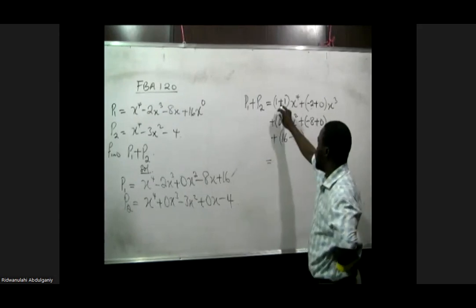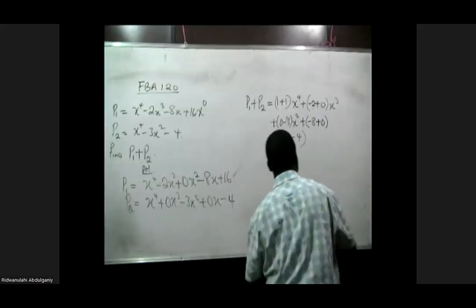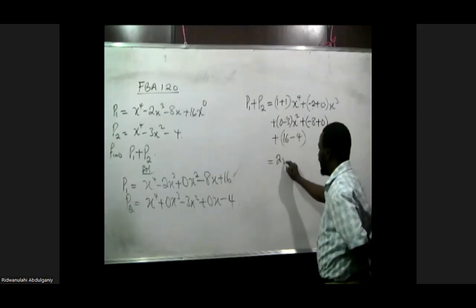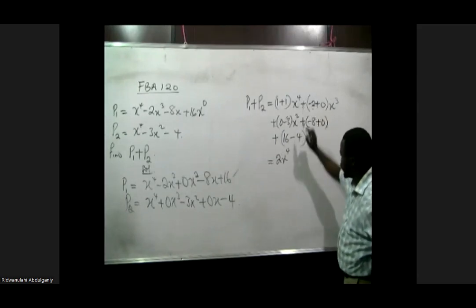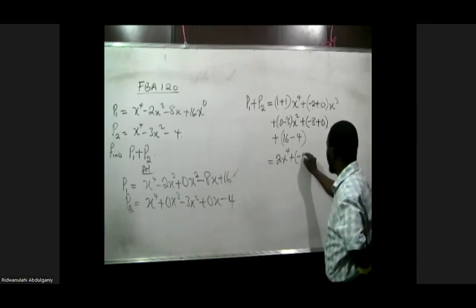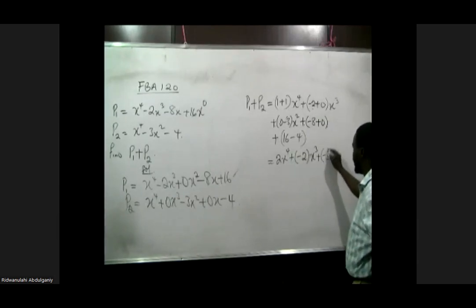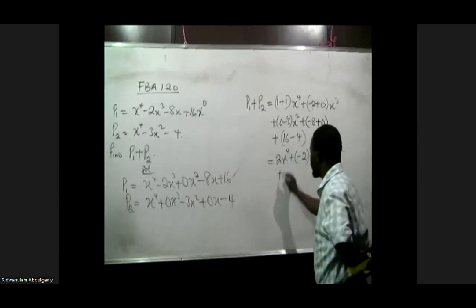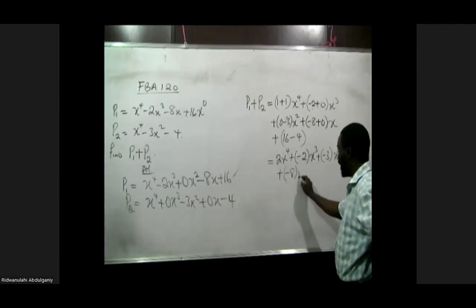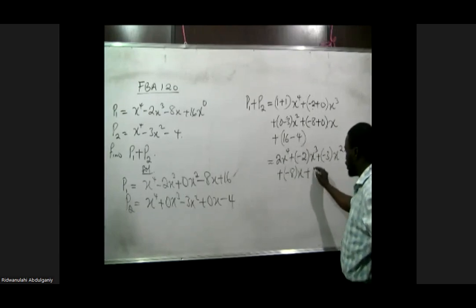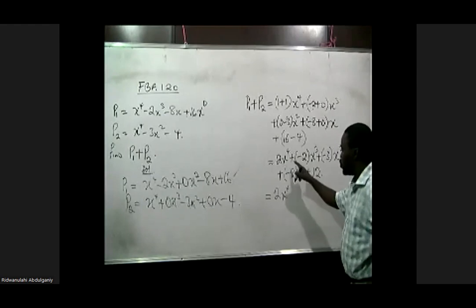I can now add 1 plus 1. 1 plus 1 gives 2, then x raised to the power 4. Minus 2 plus 0 gives minus 2. Let me first of all write it this way. Minus 2x cubed, plus 0 minus 3 will give us minus 3x squared, plus, I have omitted x here. Minus 8 plus 0 will give us minus 8x, and then 16 minus 4 will give us 12. Final result: 2x raised to the power 4 plus times minus.